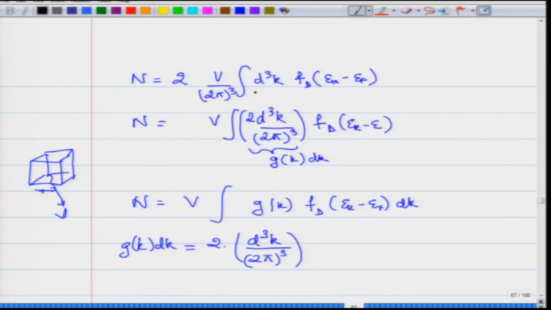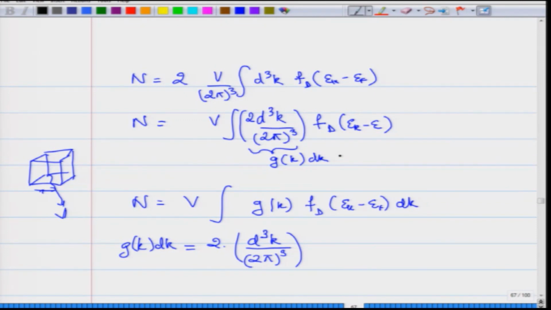You integrate it over the entire momentum space, and the occupancy of every state is given by Ek minus Ef. And so, we can rewrite this n as the integral of 2 into d cube k by 2 pi cube into the Fermi-Dirac distribution. And this quantity is 2 into d cube k by 2 pi cube.